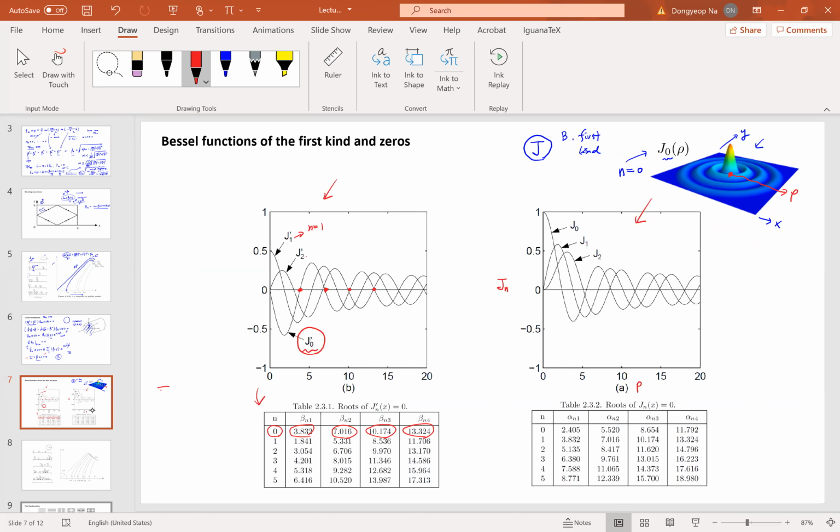So our boundary condition was, for example, n is equal to 0, this. So this is equal to 0 when beta a, this whole argument, is 3.832, something like that. Then our eigenvalue is going to be a over 3.832, something like that.